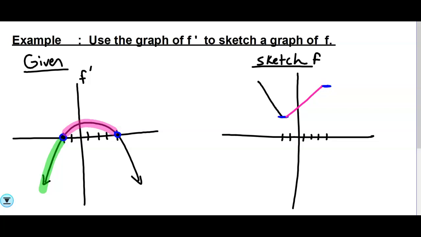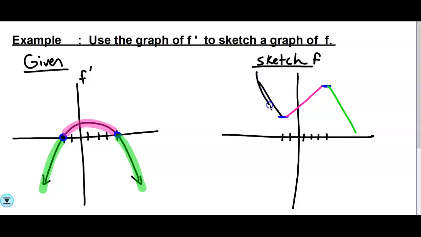Finally, to the right of 4, f prime is below the x-axis, which means that it is negative. And when f prime is negative, f is decreasing. So to the right of 4, it's going to be decreasing. Now, I'm just using straight lines here, but they're going to be curved, just so you guys know. All right. So now that I've got a nice little sketch of what it should look like, I can come over here and draw a little bit better of a line.